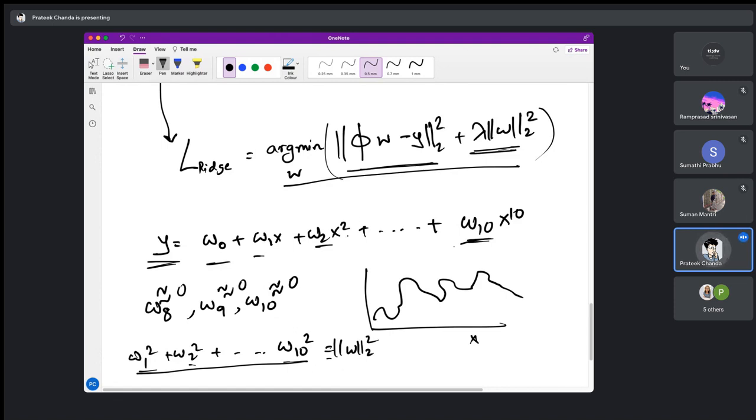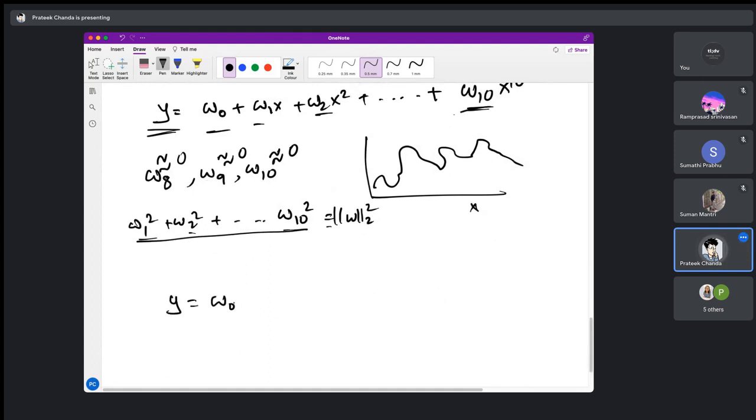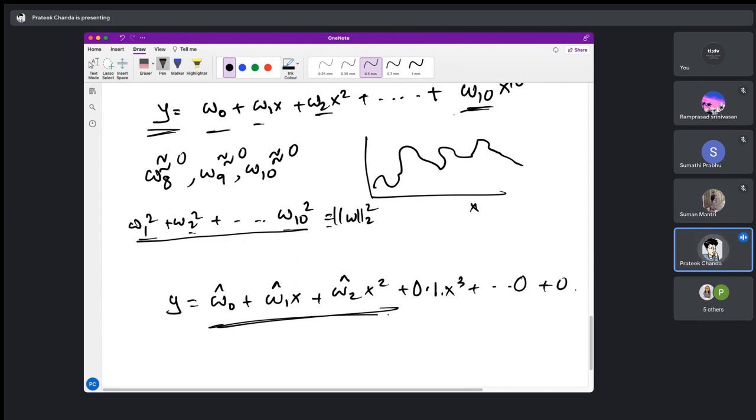As a result, my model now comes down to something like w0 plus w1x plus w2x squared plus some very small value, using a hat operator for the optimal values, w3 hat 0.1 into x cube, and so on, plus 0 plus 0 plus 0. So the model complexity goes down to x cube or x to the power 4 only, instead of x to the power 10. That's how my complexity reduces.